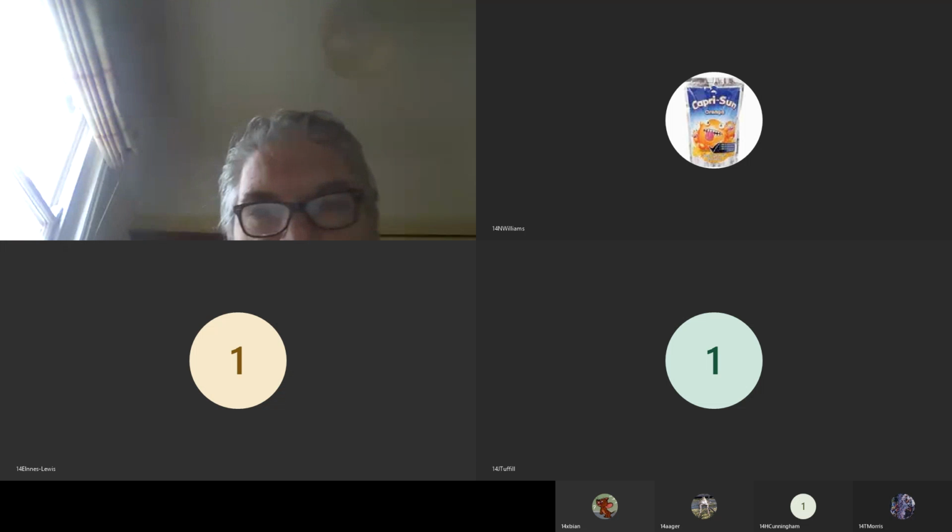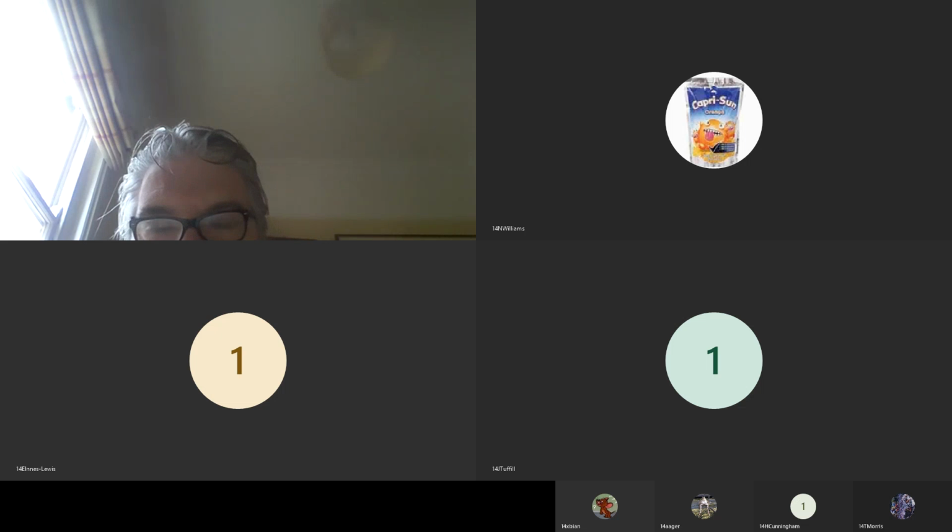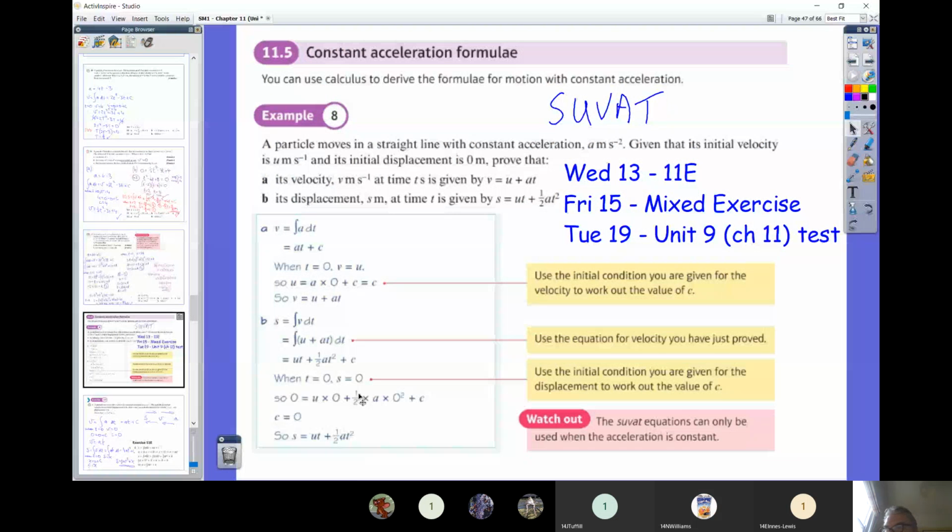Okay, so this is where we've got to, just the final bit of mechanics chapter 11. Before I go over the single example that we've got, example 8, which is very straightforward, I just wanted to set the scene of the lessons coming up, because we've got quite a few lessons in a row almost, so it'd be quite nice just to finish off mechanics.